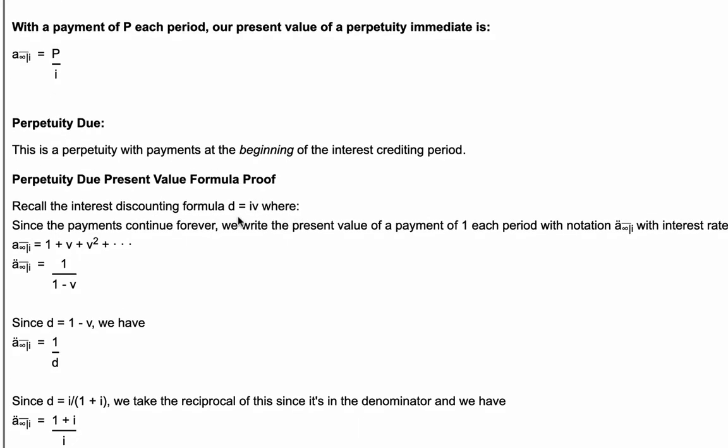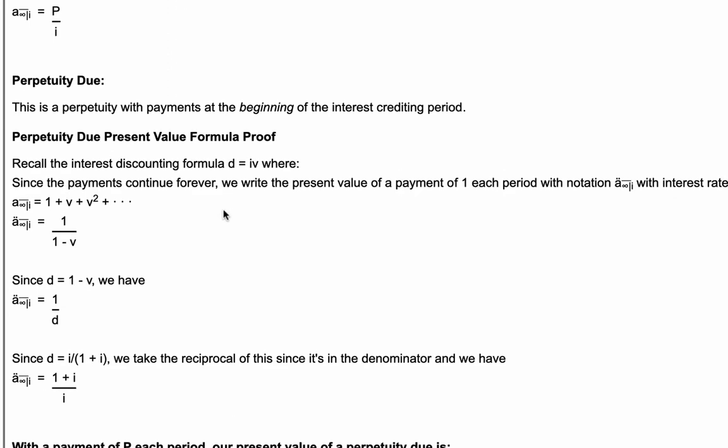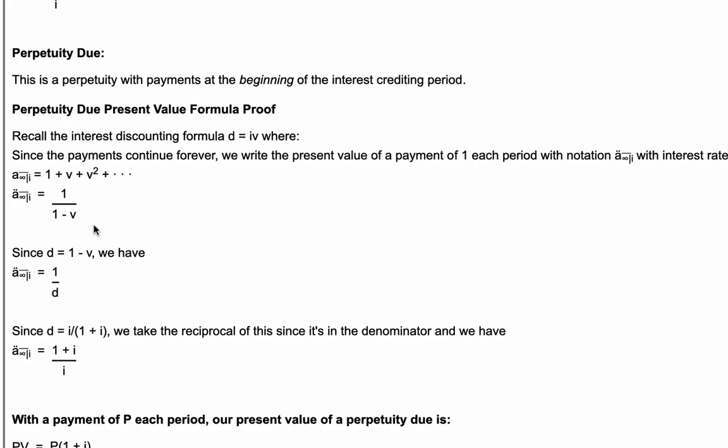So let's walk through the proof of the Perpetuity Due present value formula. Since the first payment is at the beginning of the period at time 0, that's 1, so there's no need to discount it back any further. At time 2, we have to discount it back 1 period. So if we extend this series infinitely, it's 1 plus v plus v squared, and so on. If we use our series summation formula, we can simplify this into 1 over 1 minus v.